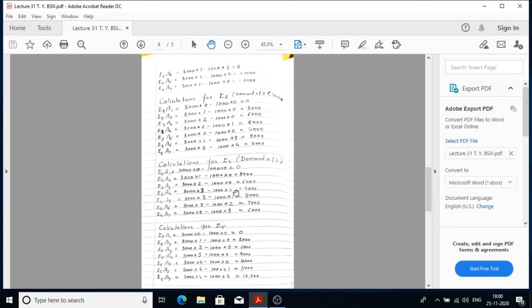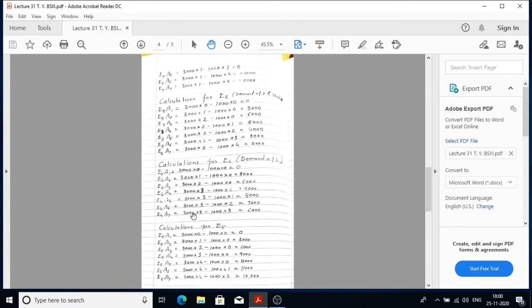E4 A6. Demand of 3 boats and stock of 5 boats. So 2 boats will remain unsold. So 3000 into 3 minus 1000 into 2. So answer is 7000.